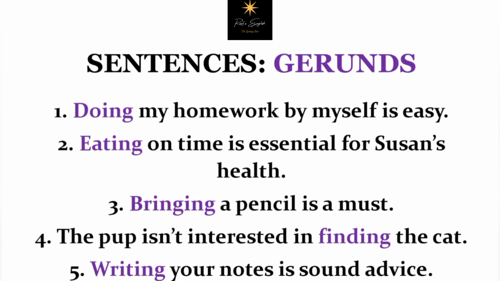Number 3, bringing a pencil is a must. So you have to bring a pencil. So bringing it is a must. Number 4, the pup isn't interested in finding the cat. The pup isn't interested in what? In finding the cat, in looking for the cat, whatever. Right. And writing your notes is sound advice. What is sound advice? Writing your notes is sound advice. So these were all gerunds.